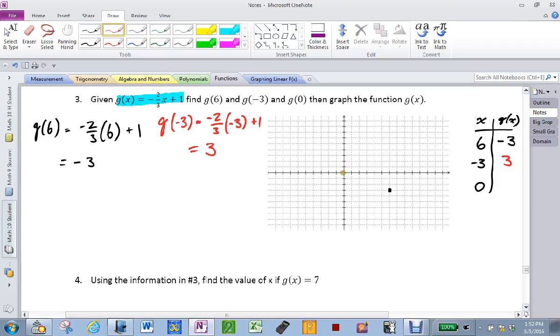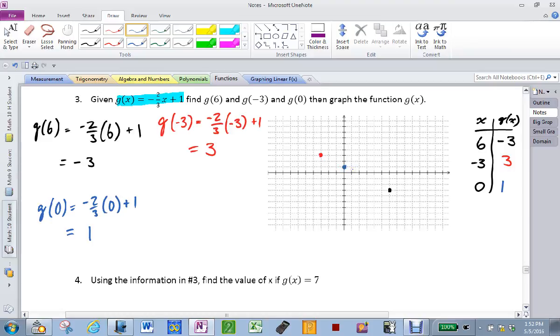And then I put that on the graph. Where does it go? 3 to the right? Left, 1, 2, 3, and then 3 up. Any problemos? No. Now I'm going to do a third color. What's my third input? 0. Negative 2/3 times 0 plus 1. What's that? 1. So I need a dot at 0 and 1. Where's 0 on the x-axis? I don't move, but I have to move to 1 on the y-axis, which is up 1.